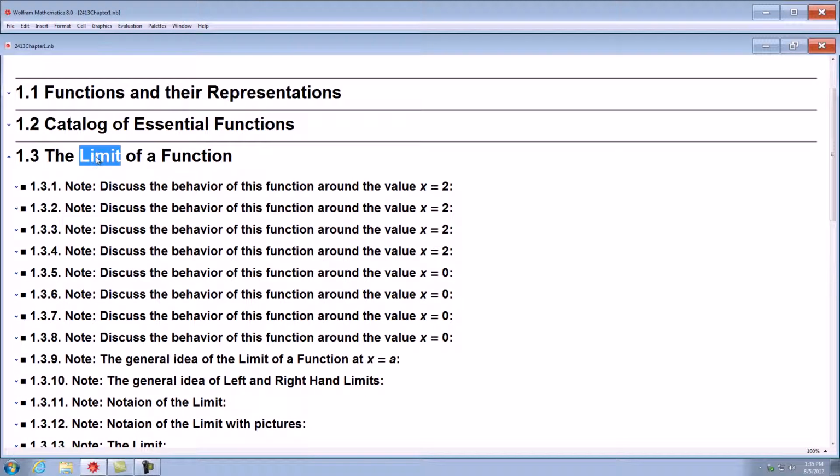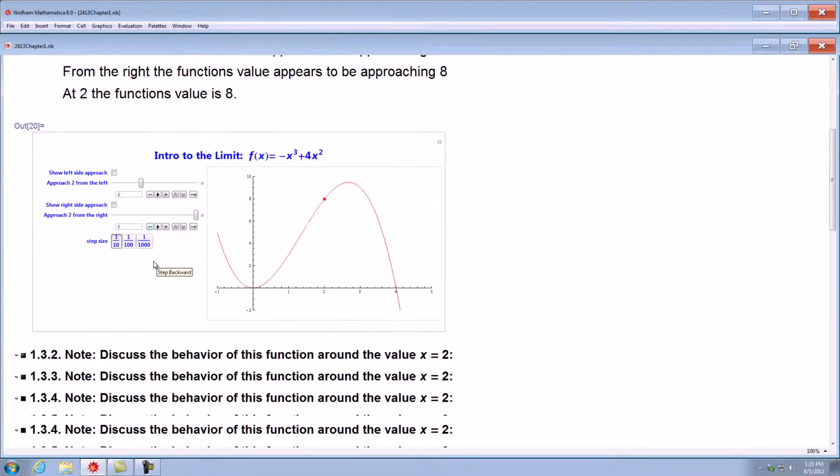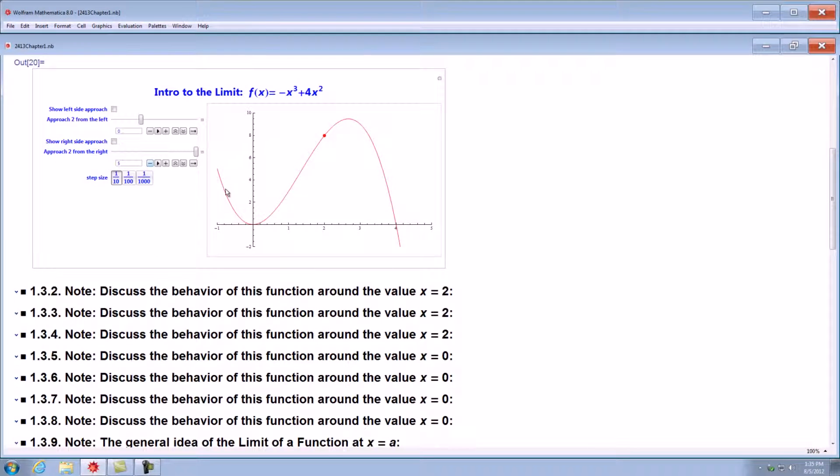Alright, let's start off with 1.31. Discuss the behavior of this function around the value x equals 2. So we're going to take a look at a function, and we're going to look at the x value of 2 and see what's going on. So let me just first get to the function. Here it is. And here's the x value of 2.